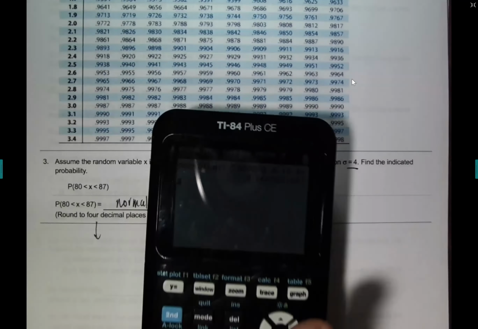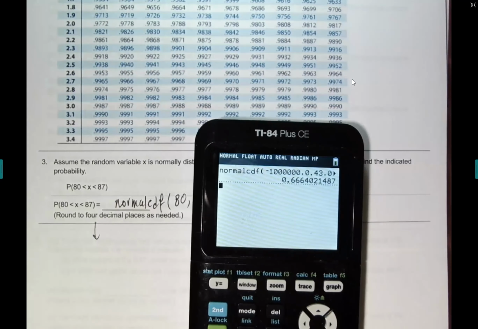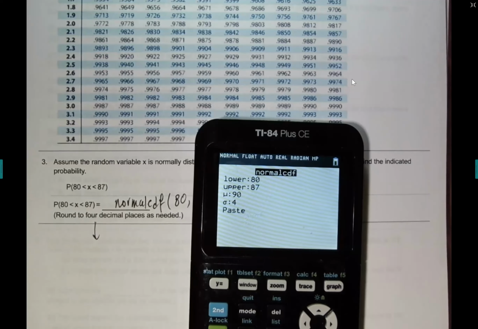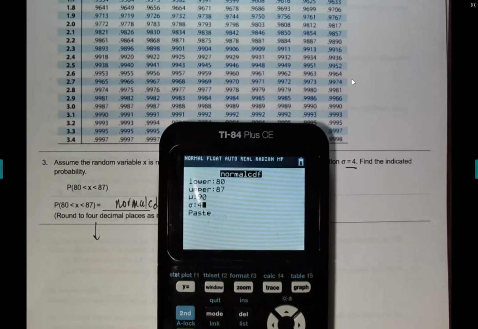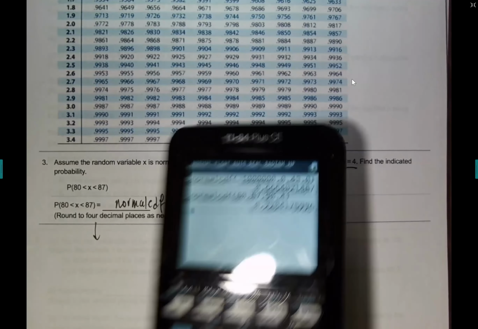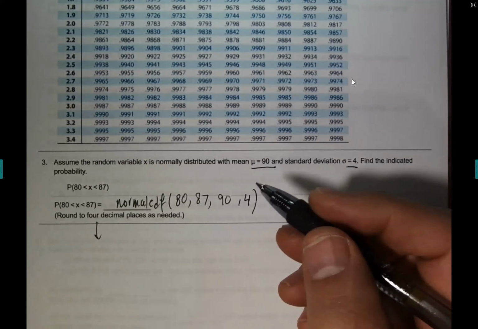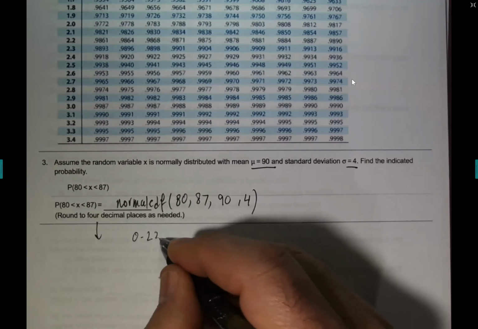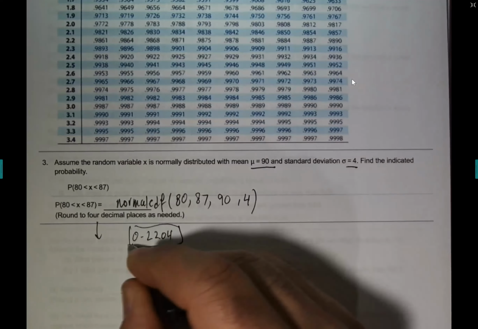Let me just do the answer for this. You will see an exact similar question like that, but with different numbers, of course. 87, 90, and then 4. Yep. And watch, guys. It's 0.2204. So you type your answer, whatever. It's right here. You should type the answer. That's the answer.